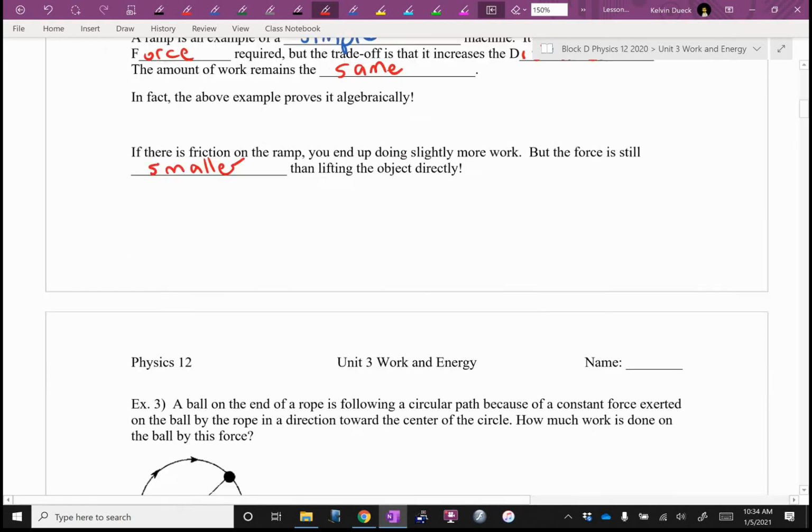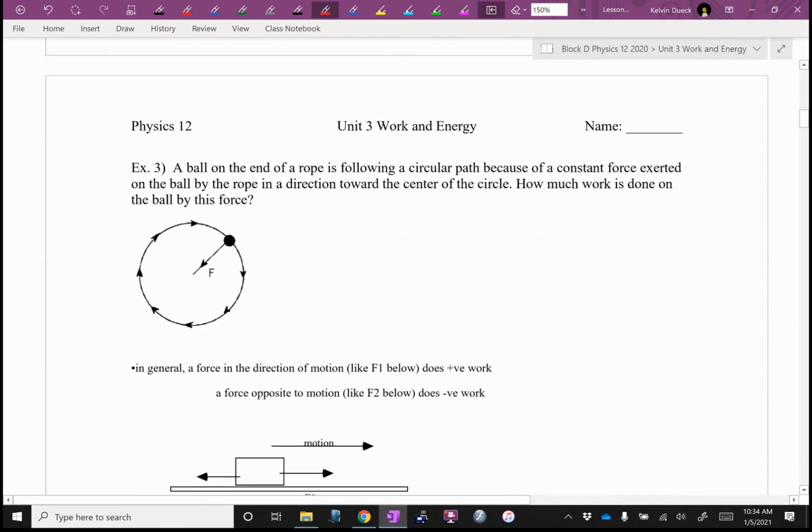A simple machine like a ramp allows a single person to raise a much bigger object than they could if they just tried to lift it up. Okay. Example 3. A ball on the end of a rope is following a circular path because of a constant force exerted on the ball by the rope in the direction toward the center of the circle. Look up, like this. So those of you at home can't see what I'm doing. I have a ball on the end of a string and I'm spinning it around my head, holding on to the string.